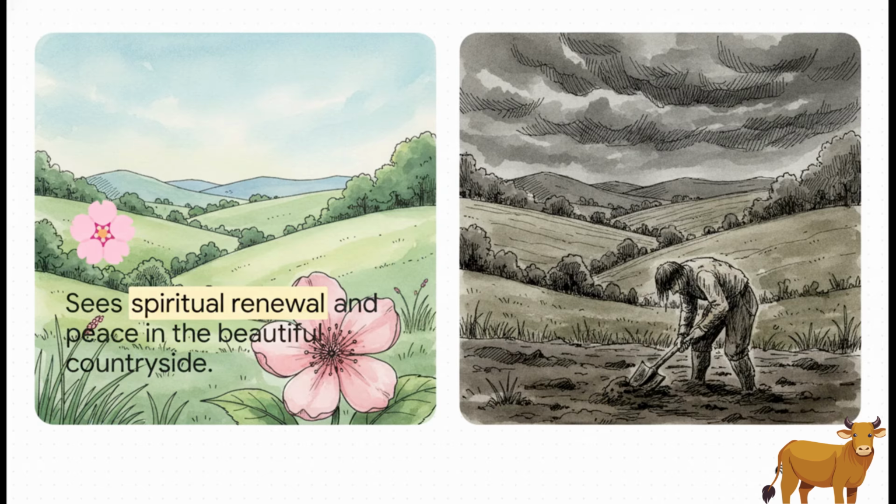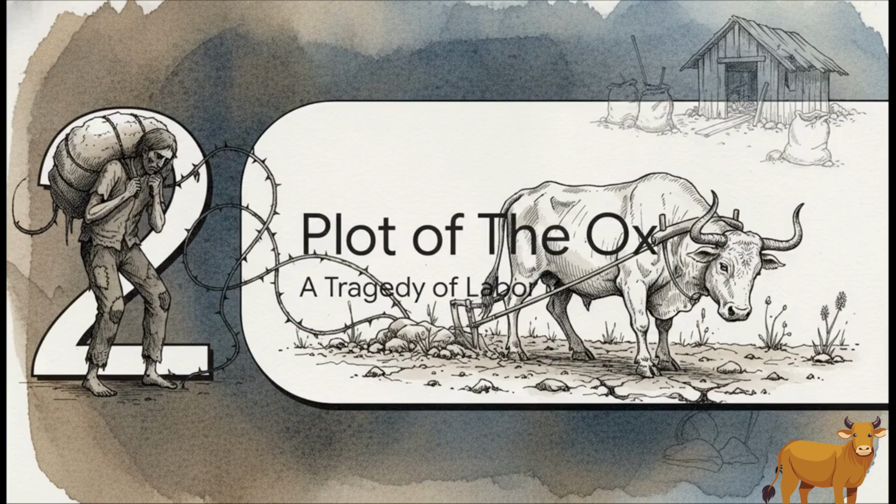See, while a romantic writer looks at the countryside and sees this beautiful, peaceful, spiritually renewing escape, a naturalist like Bates looks at that exact same landscape and asks, okay, but who is breaking their back to maintain it? Bates treats his characters not as free agents making noble, heroic choices, but as products shaped entirely by their harsh, unforgiving environment. Moving right along to part 2, the plot of The Ox, which is truly a tragedy of labor.